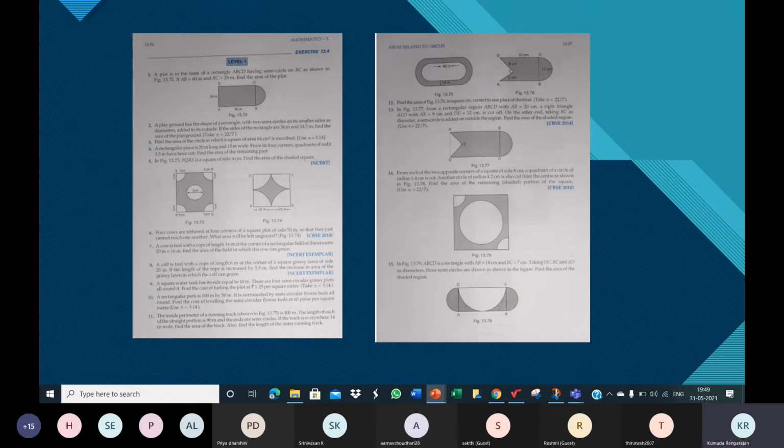So according to the question, a bucket is raised from a well by means of a rope, which is wound round a wheel of diameter 77 centimeters. So the diameter of the pulley is 77 centimeters. Given that the bucket ascends in 1 minute 28 seconds with a uniform speed of 1.1 meters per second, calculate the number of complete revolutions the wheel makes in raising the bucket.